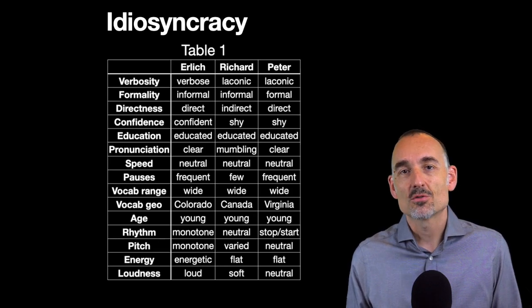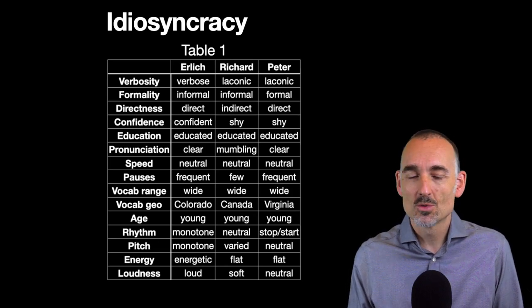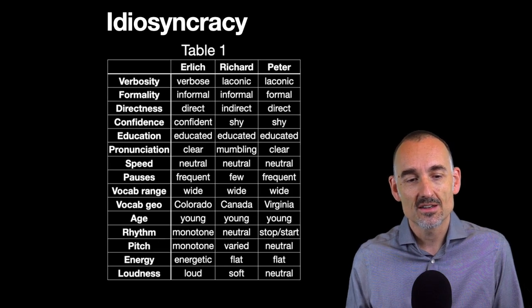Are they direct or indirect? Ehrlich is very direct. Richard is a little bit more indirect because he's shy, and that has to do with confidence. Ehrlich is confident. And you can probably double this list. You could probably find another 10 or 15 different factors. Some of these are related to the language. Others are related to the execution, the performance, the delivery, but they're all your territory.